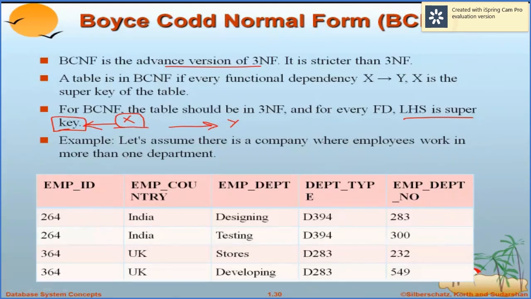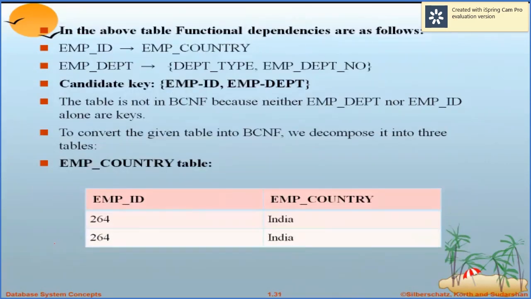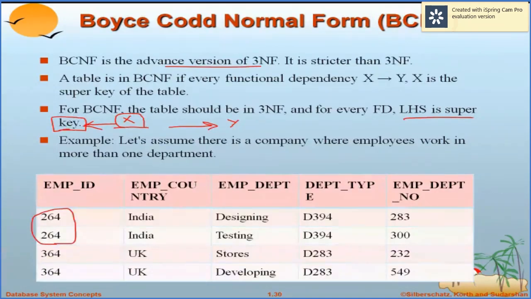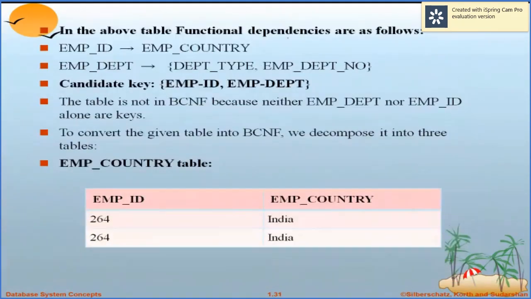Assume there's a company where employees work in more than one department. So how many departments are the employees working in? They're working in more than one department. In that case, the employee ID will be repeated again and again. So among this employee ID, employee country and employee department, department type and department number, which one is a key for me? So I have created a super key, that is employee ID and employee department.